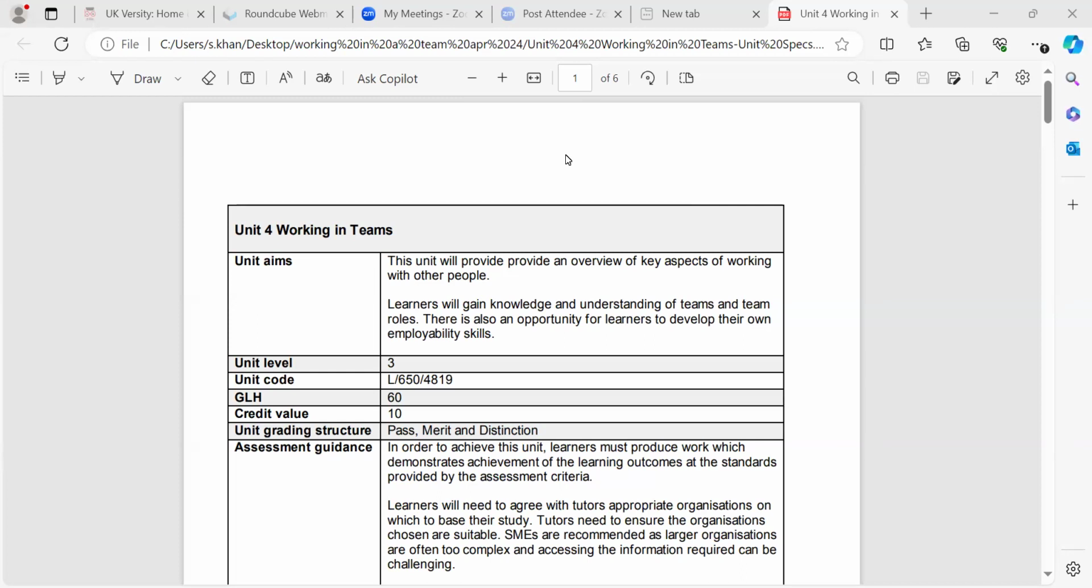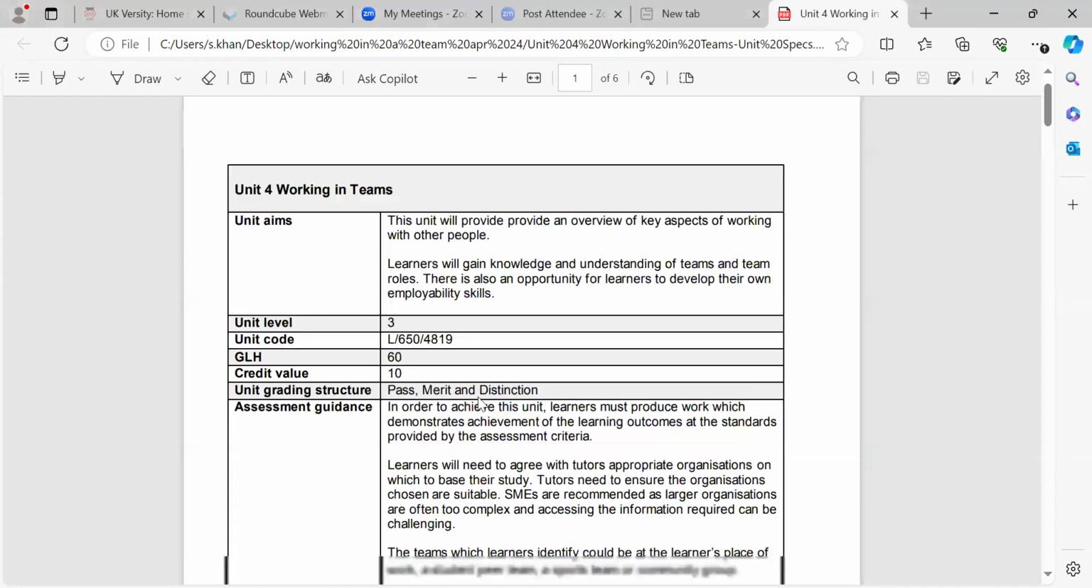Hi everyone. My name's Shazia Khan, and today's unit is Unit 4, which is working in teams. This is all recorded if you need to listen to it later, or refer to anything. The working in teams unit provides an overview of key aspects of working with other people, working in a team literally. You're looking at the knowledge and gaining an understanding of what a team is and developing your own employability skills.